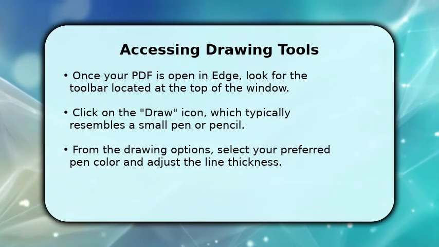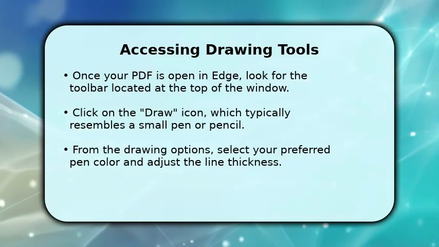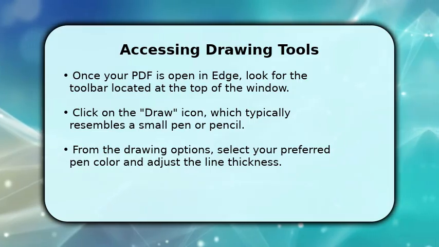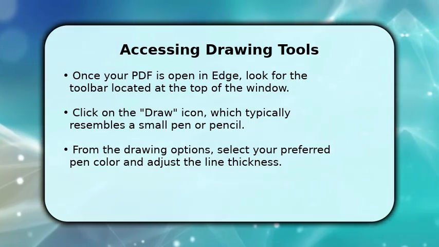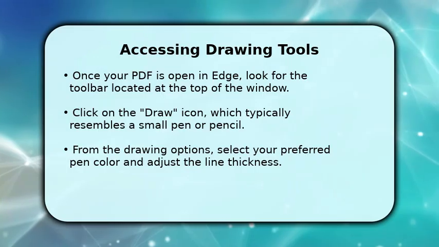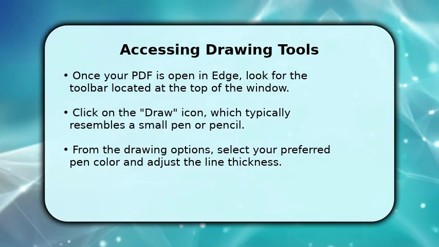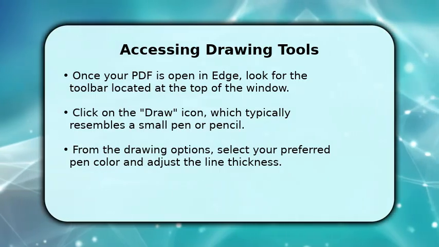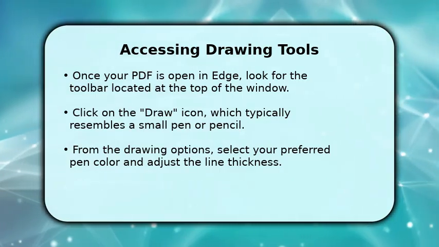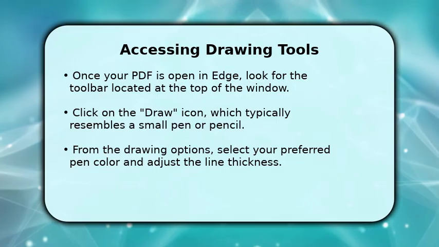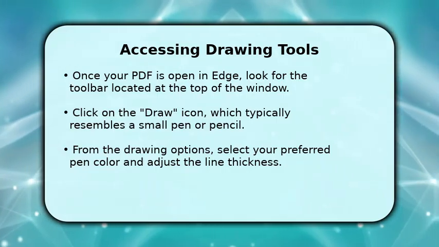Now that your PDF is open, let's find the tools you'll need to sign it. Look towards the top of your Microsoft Edge window for the toolbar. You'll see an icon that looks like a pen. This is your Draw tool. Click on it, and you'll be presented with options to choose your desired pen color and adjust the line thickness. This allows you to customize your signature's appearance before you begin.